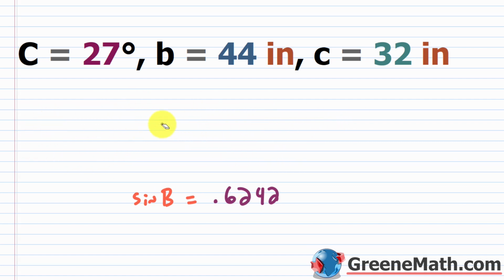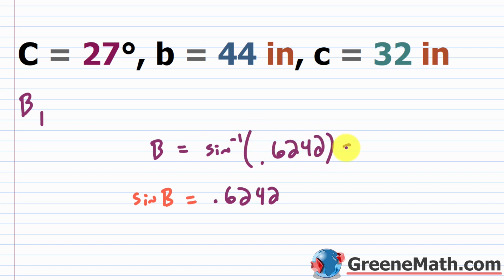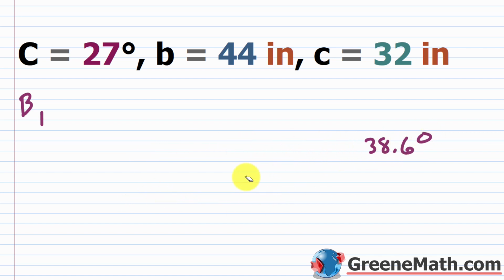And I'm just going to figure out what is B. I'm going to call it B sub 1 because I might have two triangles. So I would do sine inverse of this right here. We'll say that B is equal to the inverse sine of 0.6242. Keep in mind, this is an approximation. I get about 38.6 degrees. Let me write this up here. So this is 38.6 degrees.